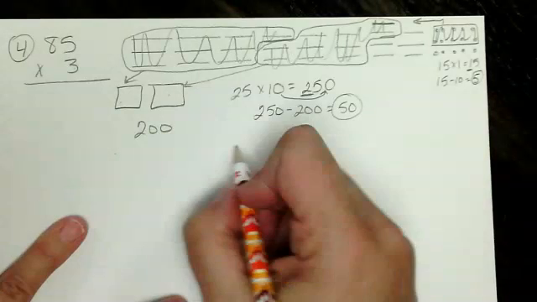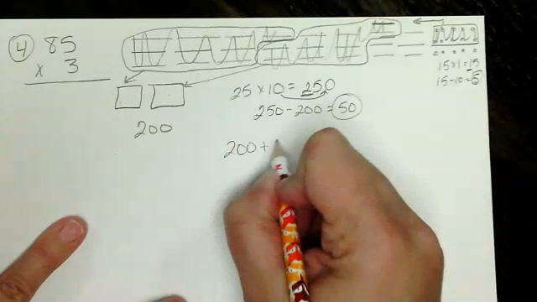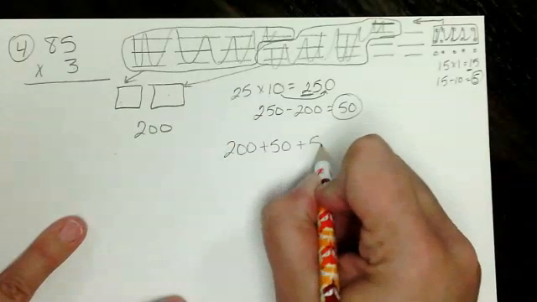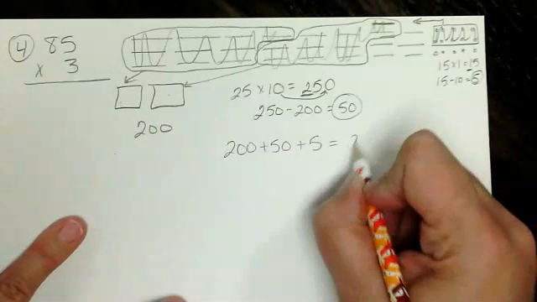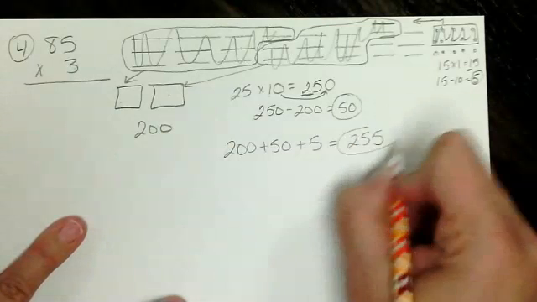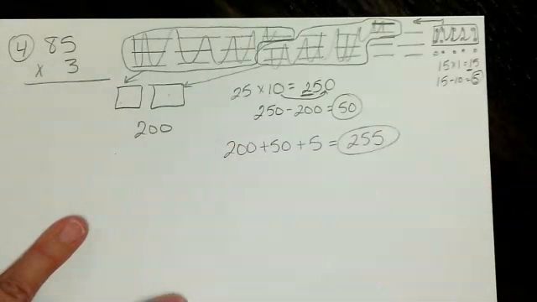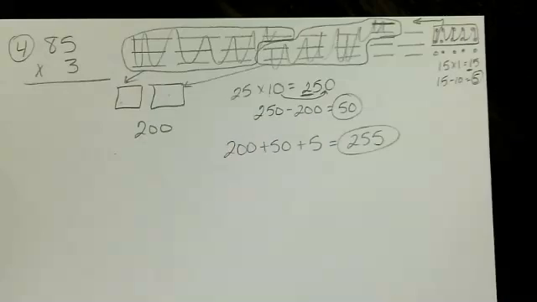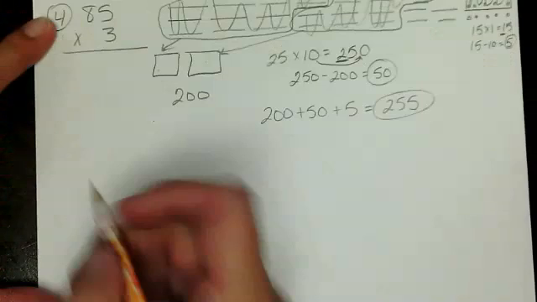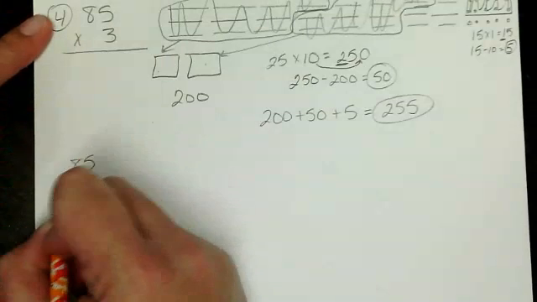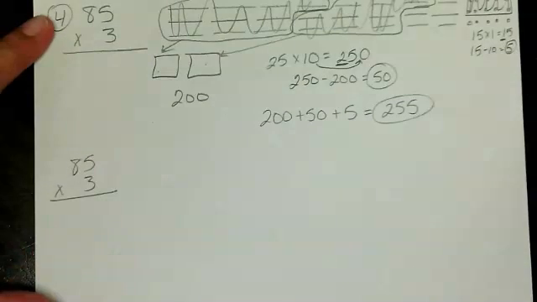So let's add it up. 200 plus 50 plus 5 equals 255. That should be our answer. 85 times 3 is 255. Let's see what happens when you use partial product. So 85 times 3, partial product.